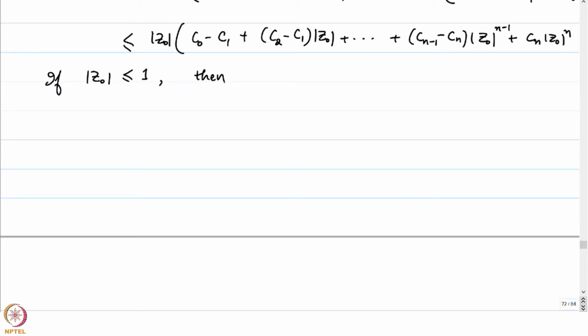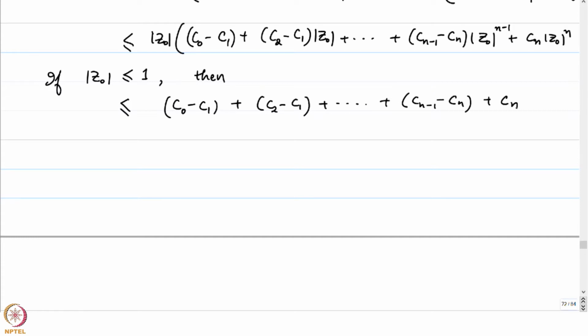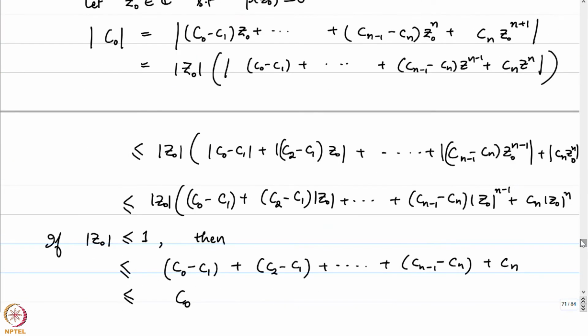Then let me just directly write this as less than or equal to C0 minus C1 plus C2 minus C1 plus Cn minus 1 minus Cn plus Cn. This is precisely what will happen if the absolute value of Z0 is less than or equal to 1. And this telescopic sum will just be equal to C0. But if you carefully observe here, we started off with the absolute value of C0. Remember that C0 is a positive number. Let me write it here. C0 is the same as the absolute value of C0 because it's a positive number.